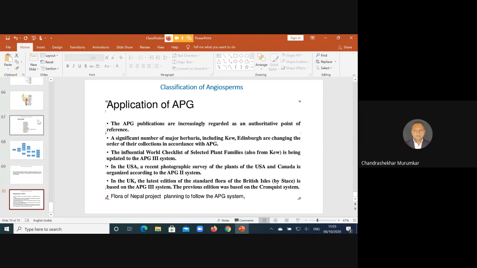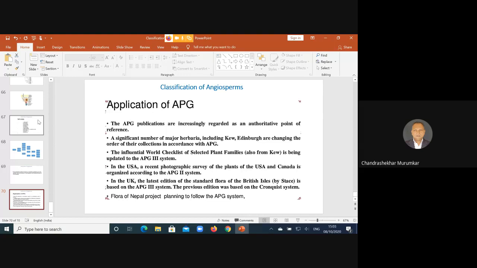And then let's come to the last point, application of APG. The APG publications are increasingly regarded, on this APG basis, as an authentic or authoritative point of reference. So the previous references are not accepted now. A significant number of major herbaria, including Kew, Edinburgh, America, Japan, and Europe, are changing the order of their collection or arrangement of herbaria in accordance with the APG. So not as per the families, but as per this APG classification: the basal angiosperms, eudicots, core dicots, and rosidae and asteridae.